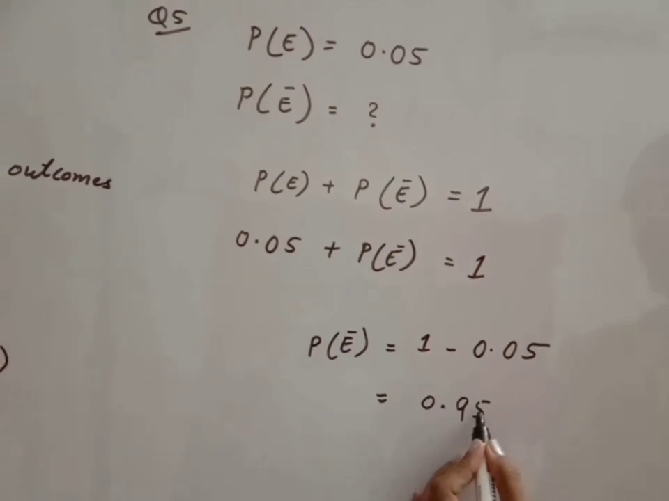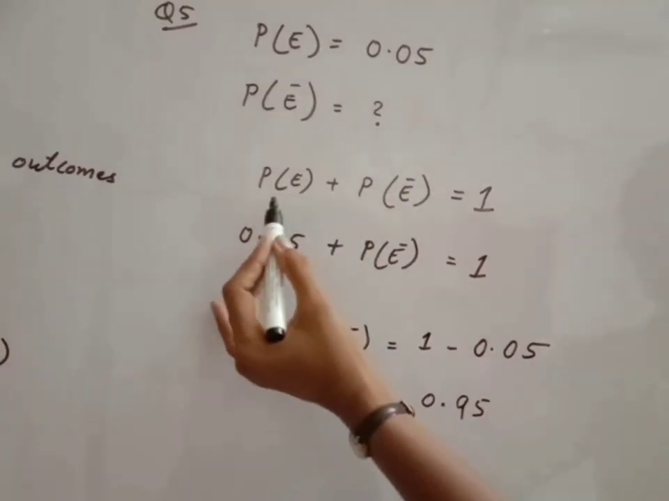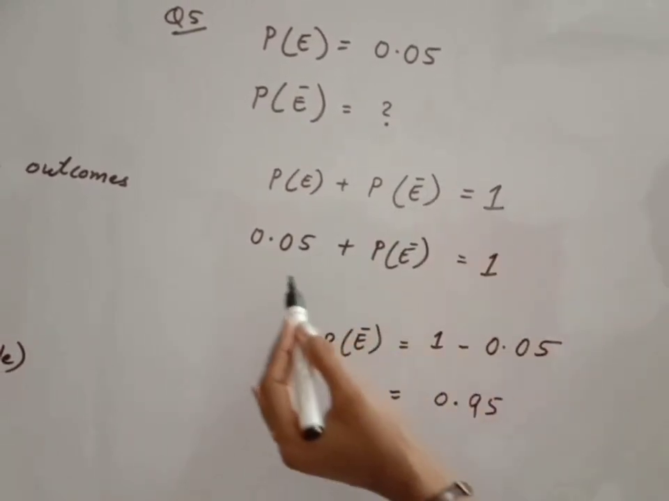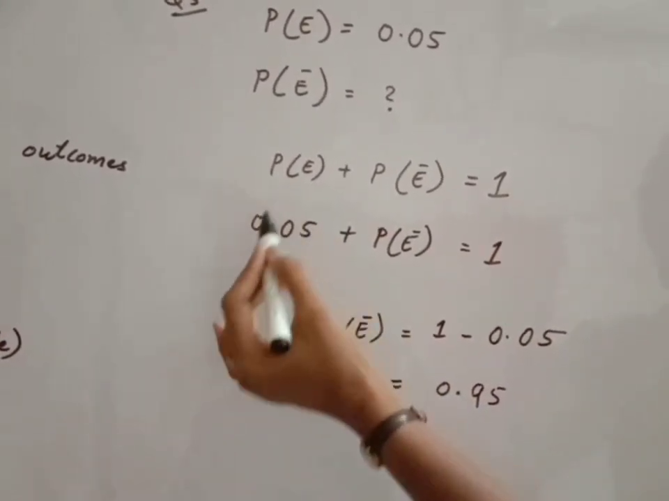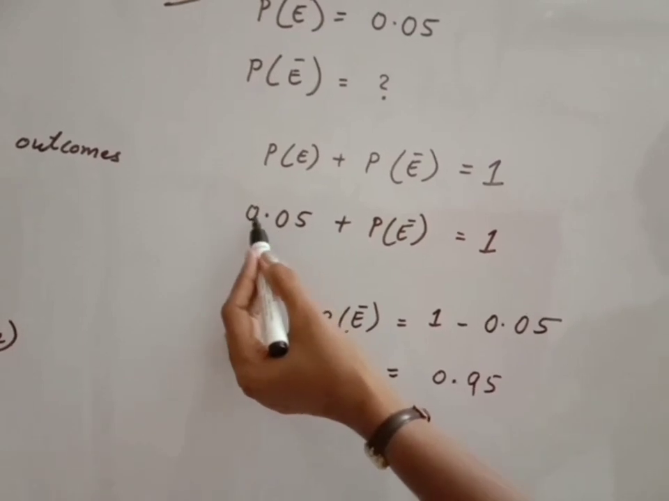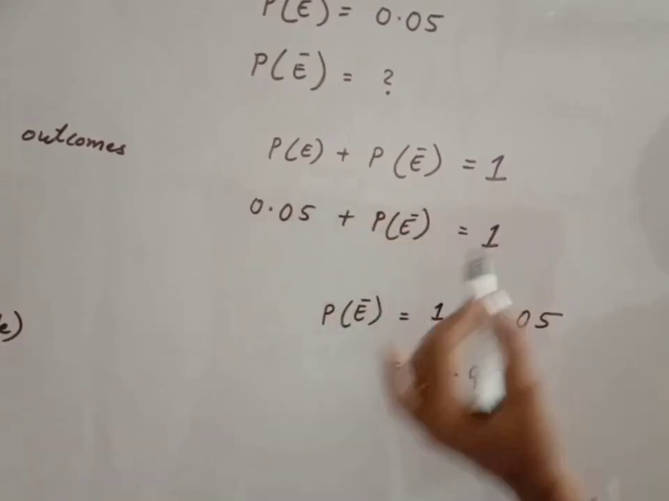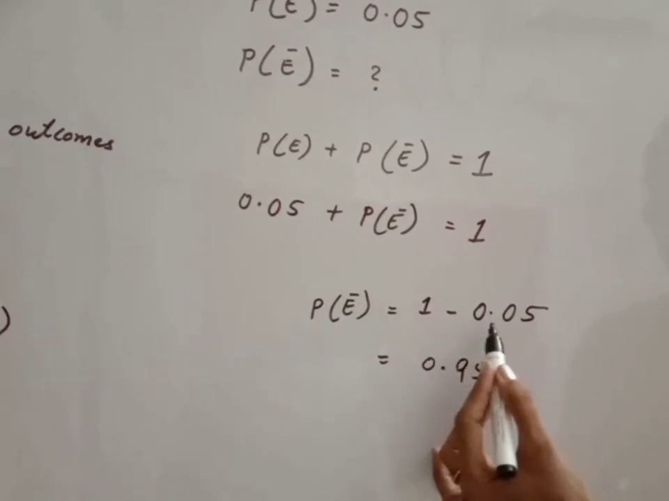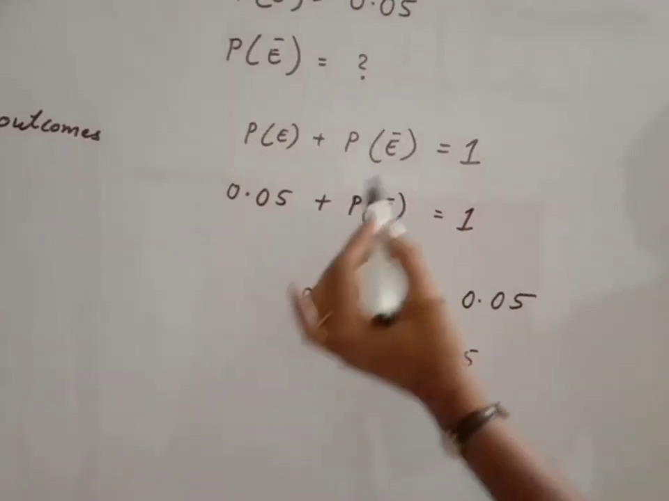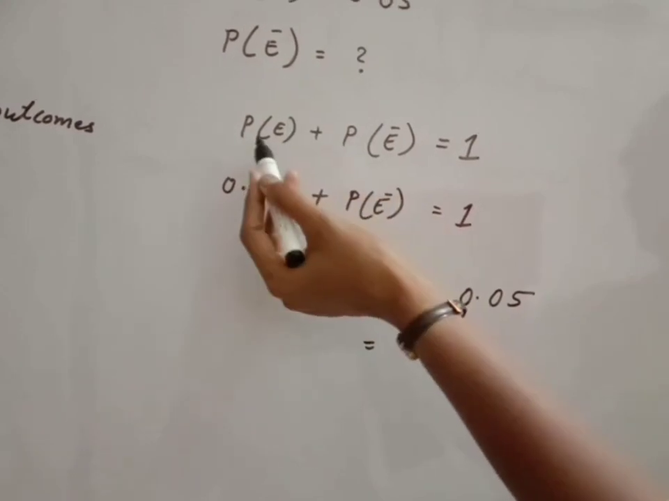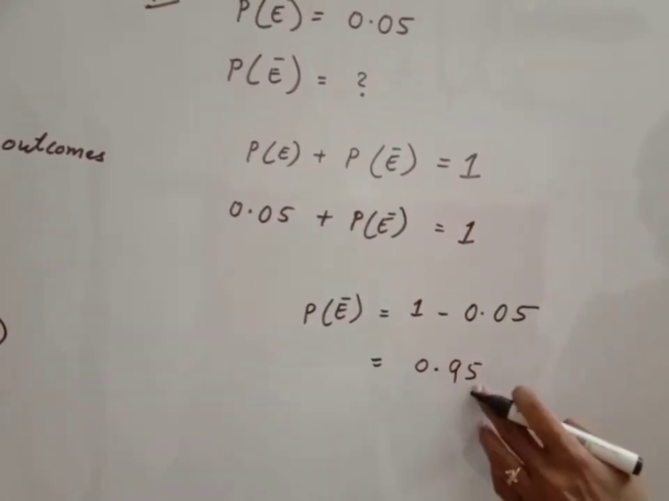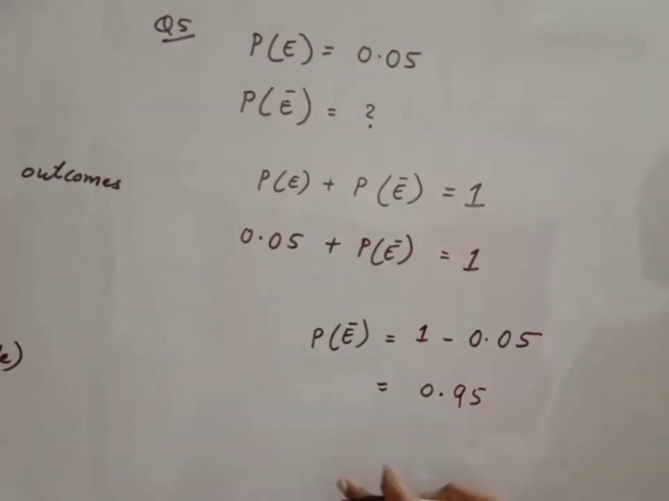So the answer is 0.95. So here probability of the event plus probability of not event is equal to 1. The probability of event is given as 0.05, so this will come to this side. I will get the probability of not event, which is equal to 1 minus 0.05. In exam sometimes they will give you this value and ask you to find the other value, so we will subtract it. So the answer is 0.95. Thank you. Next time we will continue with the next question.